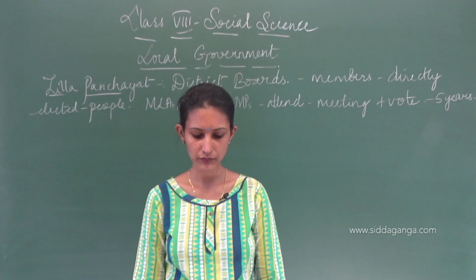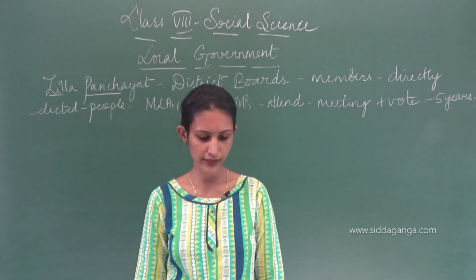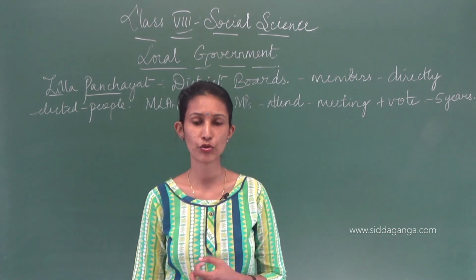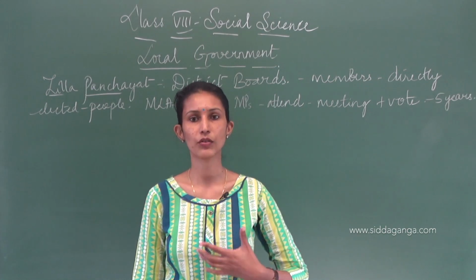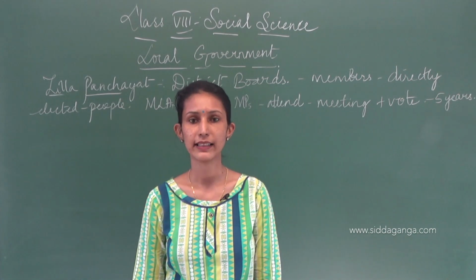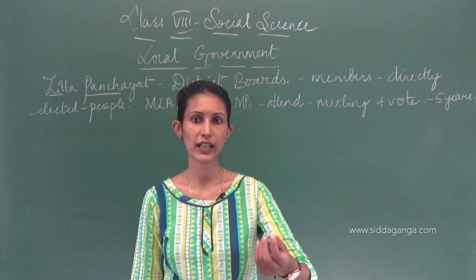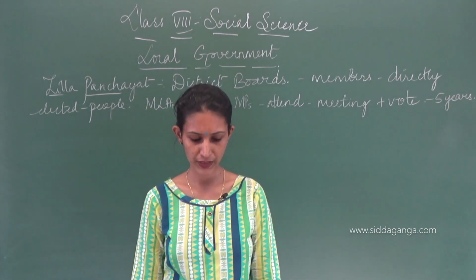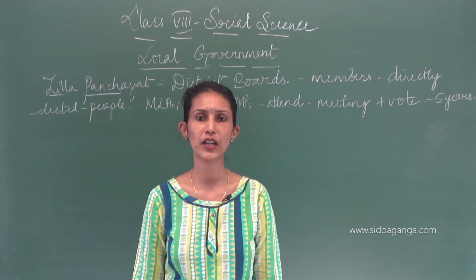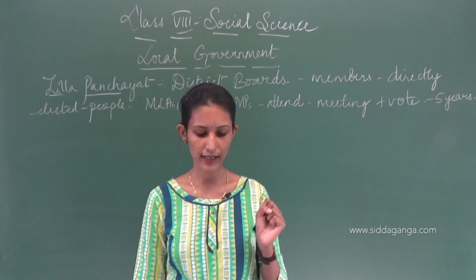Then the president of the Zilla Panchayat has the power to sanction 1 lakh rupees for relief measures if there are any natural calamities or any disturbance like that. Then there are 5 other members who are also appointed for the efficient administration of the Zilla Panchayat.